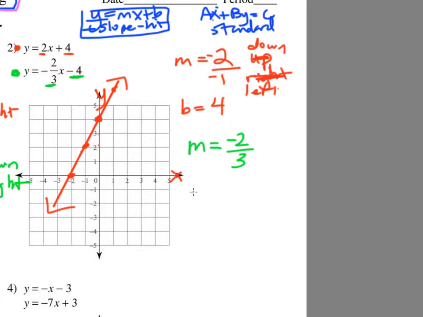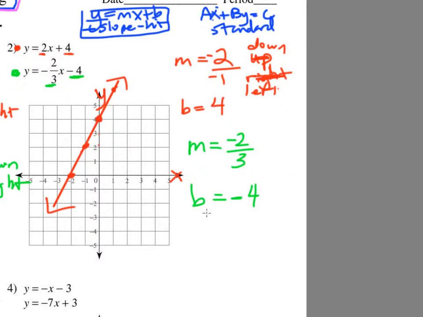I'm just going to give the negative up top. You can give the negative to the 3 instead of the 2. One or the other is fine, not both. And our B is negative 4, not positive. Negative 4. All right, so again, begin and move.